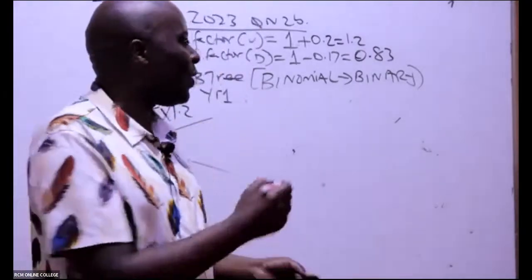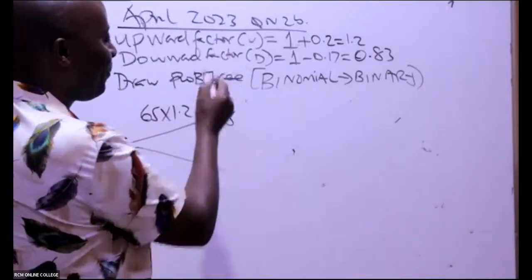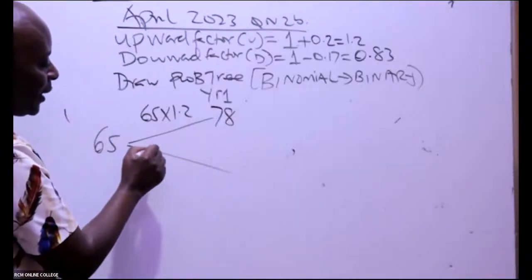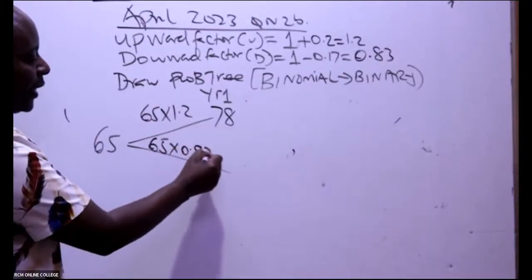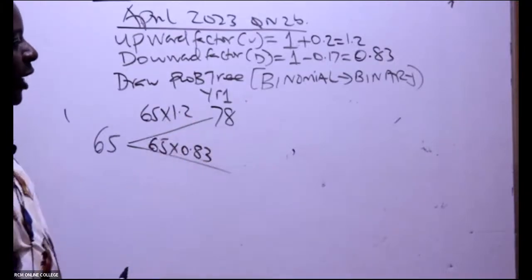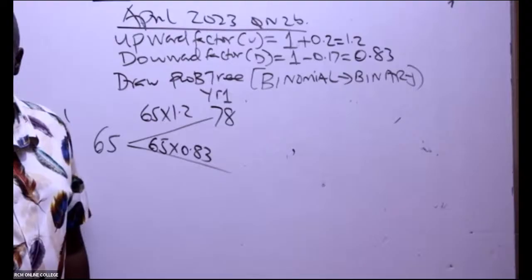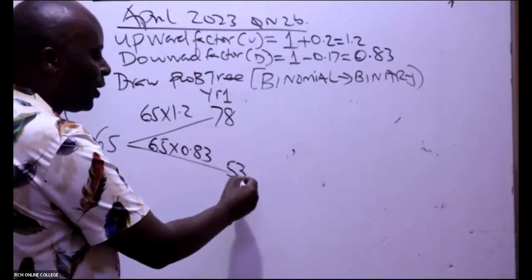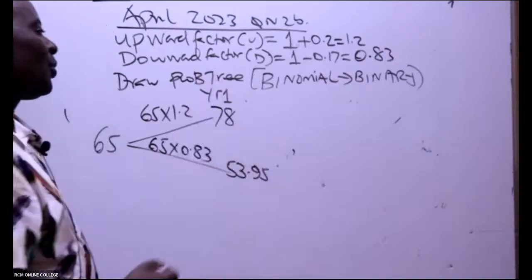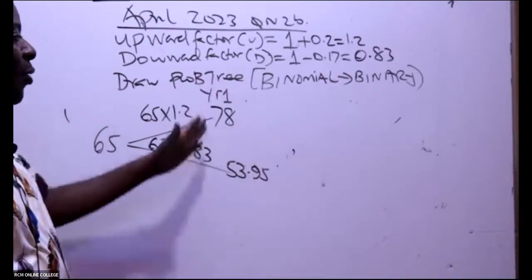So somebody is giving me a figure of 78. And then we have in this case here, should it go down, it will be 65 times 0.83. Can somebody give me this figure? 53.95, right? 53.95. Thank you so much. So that is the end of year 1.